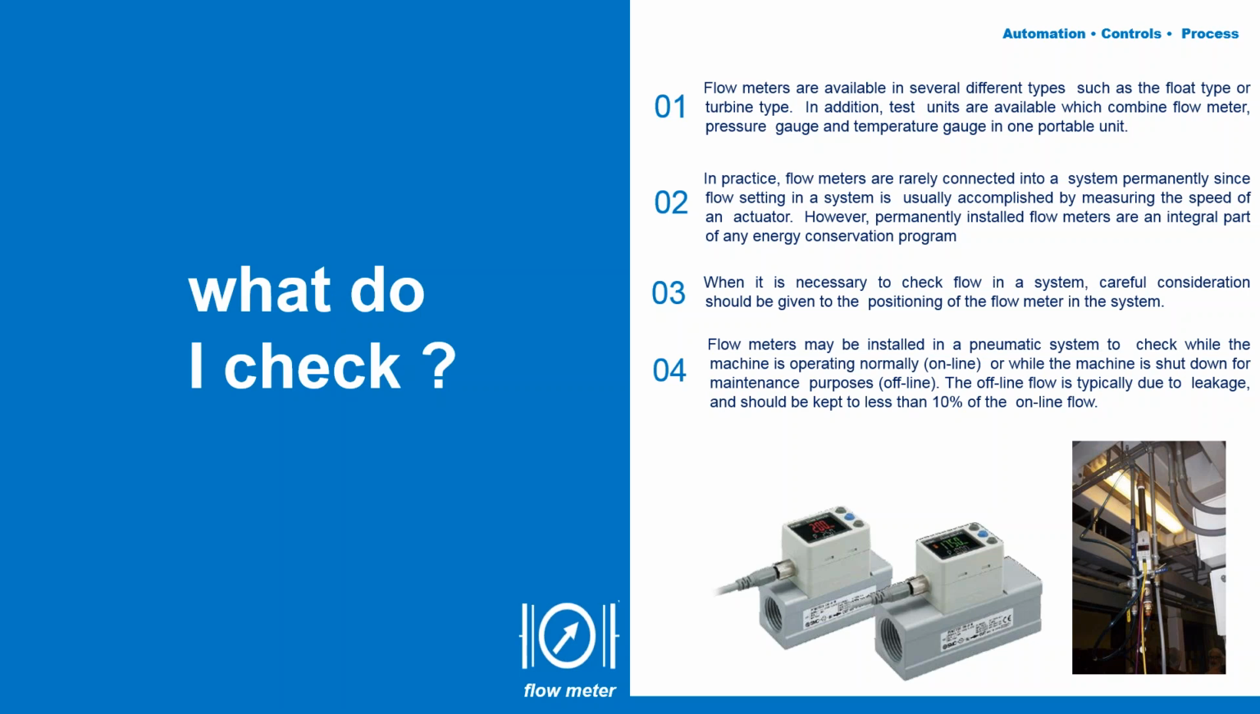And ideally, yes, the offline flow is typically leakage. That would be great if it was less than 10% of the flow when the machine was running. I think the reality is that number is often much higher.